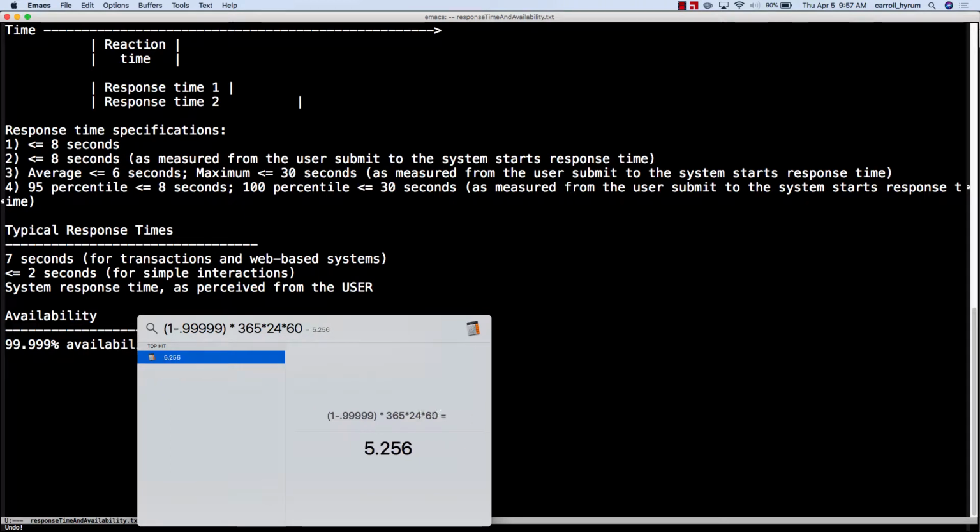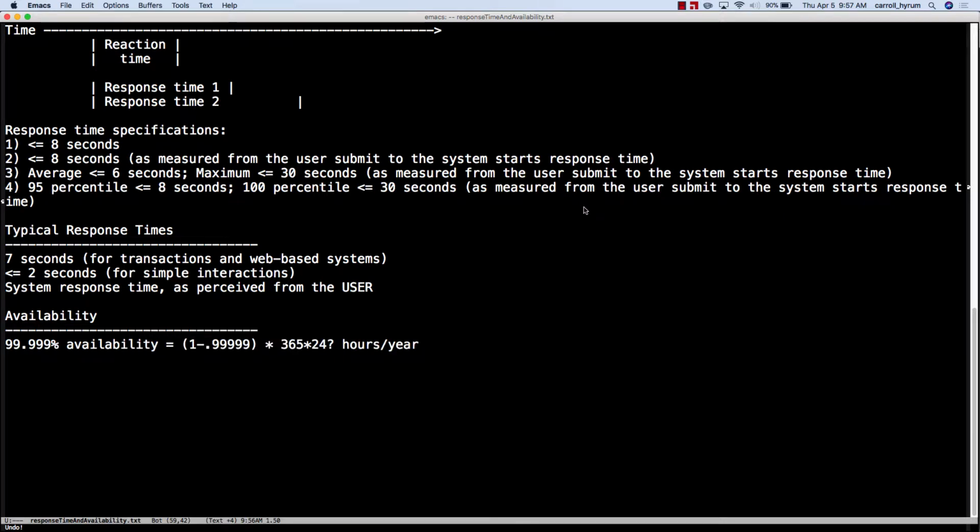So let's go to minutes. 5.3 minutes. Over what time period? Per year. Per year. So let's change this to minutes. 5.3 minutes per year.